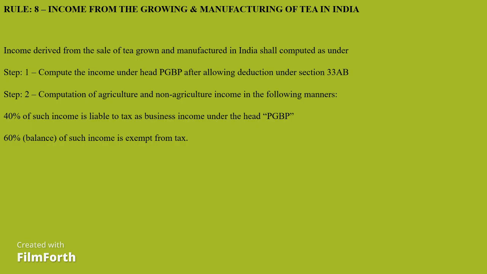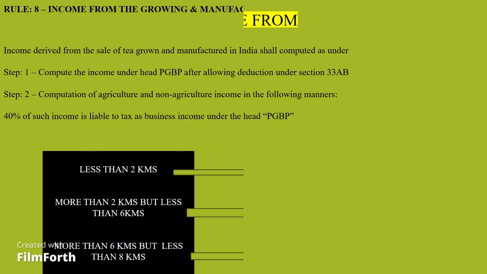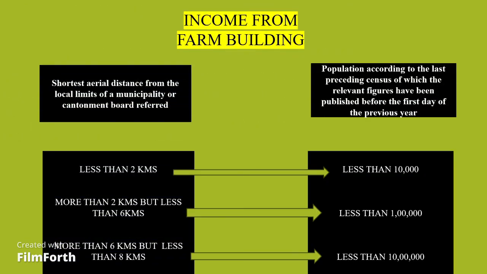25% of such income is liable to tax. 75%, balance, of such income is exempt from tax. Income derived from the sale of coffee grown, cured, roasted, and grounded in India shall be computed as under. Step 1. Compute the income under head PGBP after allowing deduction under Section 33AB. Step 2. Computation of agriculture and non-agriculture income in the following manner. 40% of such income is liable to tax. 60%, balance, of such income is exempt from tax.